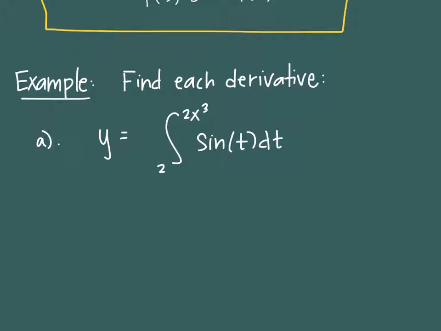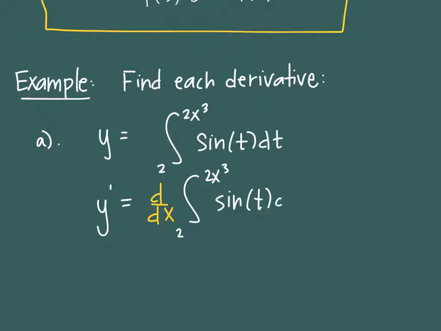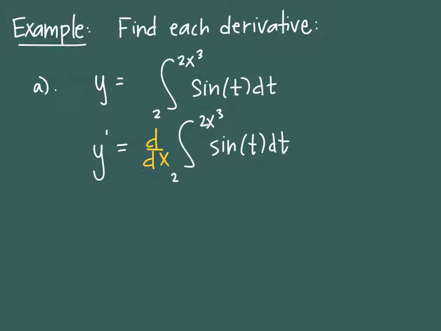So y is defined as an integral, and we want to undo that. We want to find the derivative. So y prime would be the derivative on the left side, and then we need d dx applied to the integral on the right side. So the answer to that would be y prime equals.